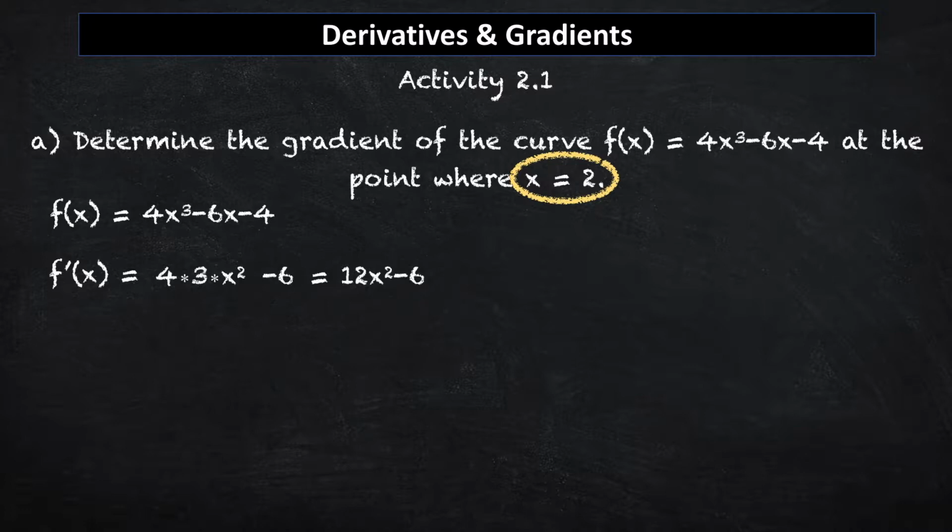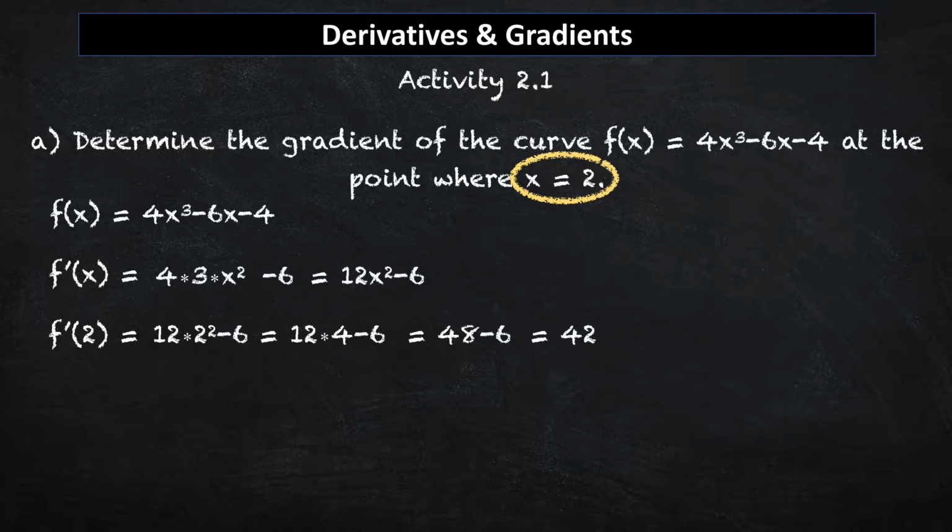Now we have to compute the derivative in the point x equal 2. So what we do, we substitute to all the x's in the derivative the number 2. And so the derivative in the point 2 becomes 12 that multiplies 2 to the power of 2 minus 6. This is equal to 12 multiplied by 4 minus 6. This is equal to 48 minus 6, which is 42. And this is the gradient of the curve f in the point x equal to 2.